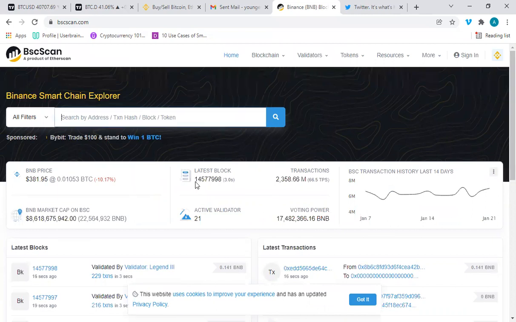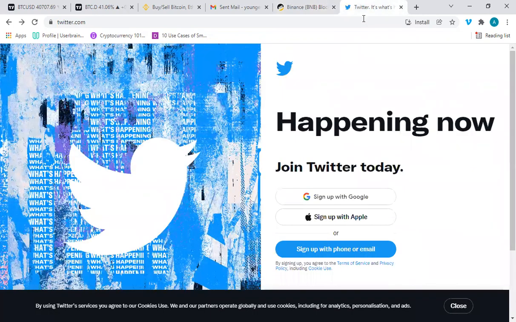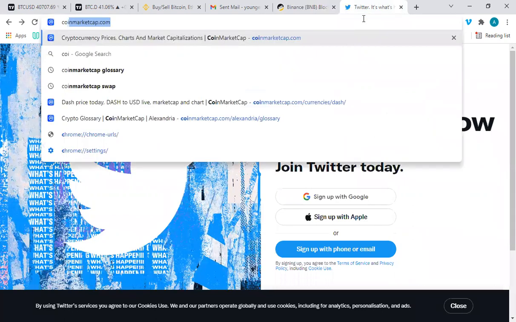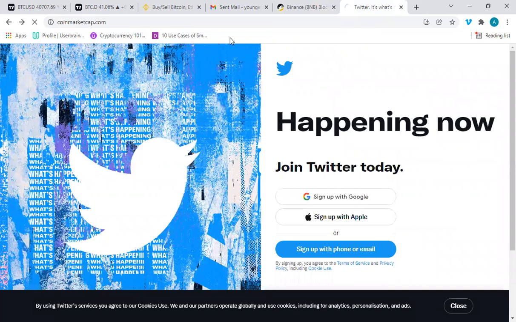Okay, you can search for, let's say you have a coin. This is Binance Smart Chain, a blockchain of its own. And then let's say you have a token that is placed on Binance Smart Chain. This is how you know if your coin is on a particular blockchain. You go to CoinMarketCap, and you can see it.